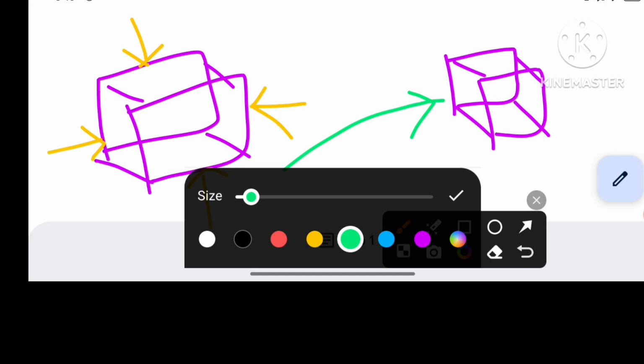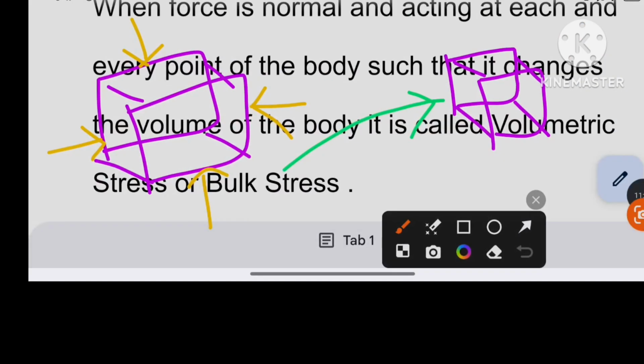If we apply a force from the outer side, the volume will decrease, and if we apply force from the inner side, the volume will again increase. This is all about the basic thing of stress. This is very beneficial and very important for you to read Pascal's law.